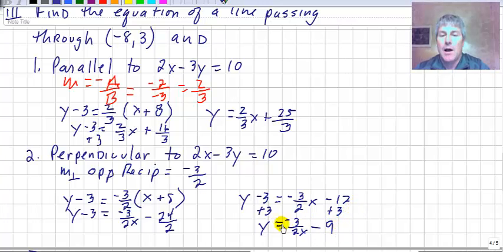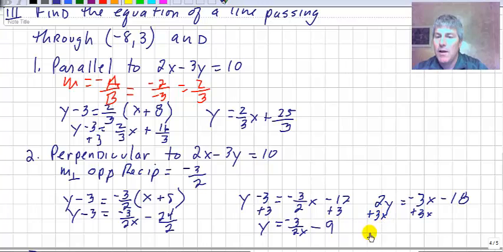We can multiply everything by 2 to get rid of the fraction. So we have 2y equals negative 3x minus 18. If we add 3x to both sides, we will have ourselves standard form: 3x plus 2y equals negative 18.